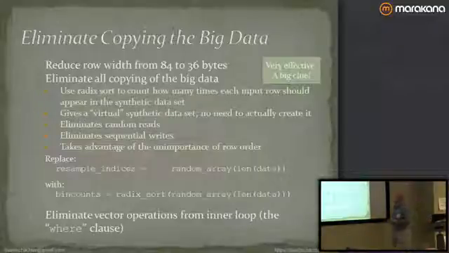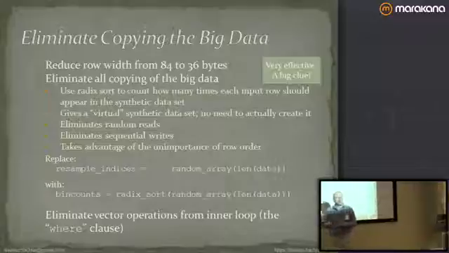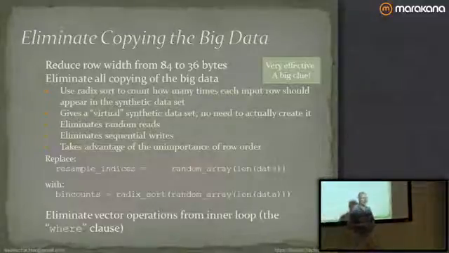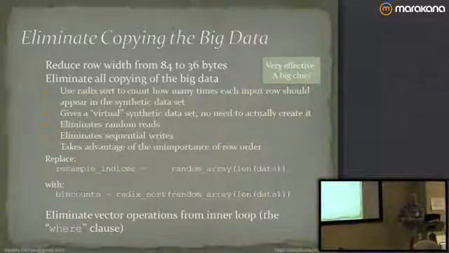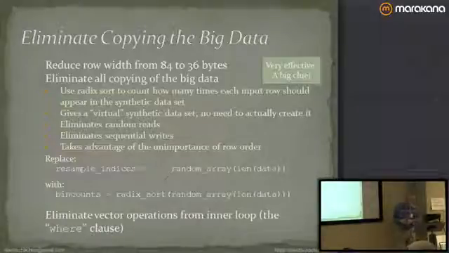Once I have the bin count array out from radix sort, I now have a virtual synthetic data set. I don't need to actually copy the original data into the new data. I can just use the radix sort to pretend that I did that. So I've now eliminated one entire set of random reads from the original data and one set of sequential writes into the synthetic data set, because I don't need to actually create it. This takes advantage of the fact that row order is unimportant in our algorithm.